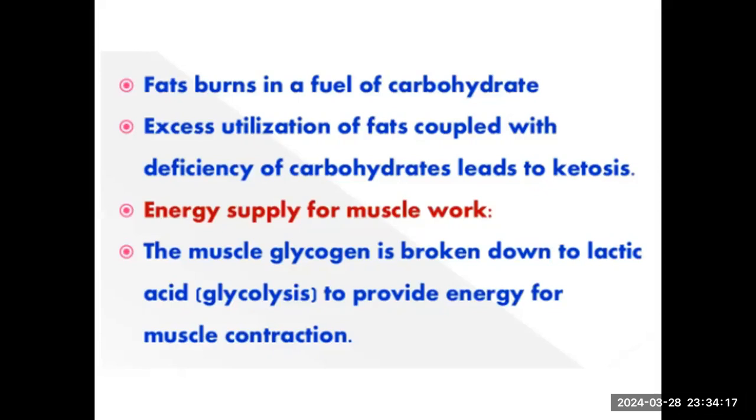We also need to use carbohydrates for energy supply for the muscles, because muscles keep on working all the time. The muscle glycogen, which is a storage form of glucose in the muscles, is broken down to lactic acid through the process of glycolysis to provide energy for muscle contraction.